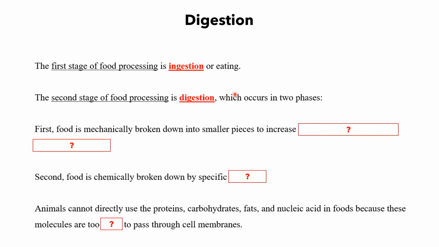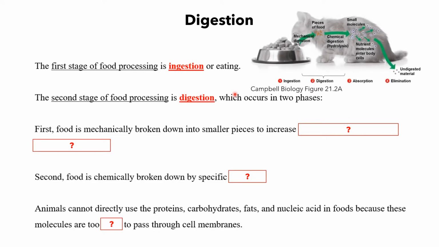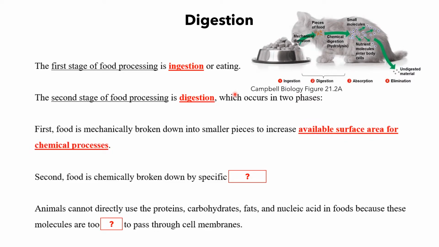So first, that food is going to be mechanically broken down by the teeth in our mouth into very small pieces. We're going to use this little kitten as an example. We'll see that the reason we chew food is because we need to break it down into small pieces to increase the available surface area. And that's going to allow for all the chemical processes that aid in digestion and breakdown of food particles. It'll help that process speed up.